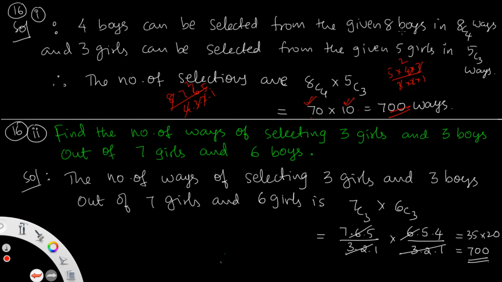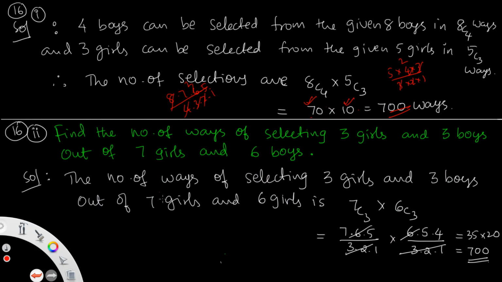From 8, you can select 4 boys in 8C4 ways. From 5 girls, you have to select any 3 girls, which can be done in 5C3 ways. So 8C4 into 5C3, the calculation is 700 ways. In a similar way, the numbers will be different in the same pattern of questions. Find the number of ways of selecting 3 girls and 3 boys out of 7 girls and 6 boys.